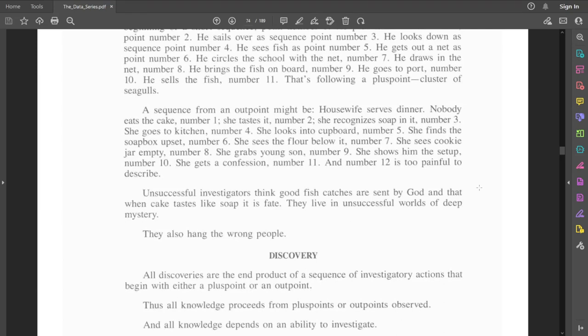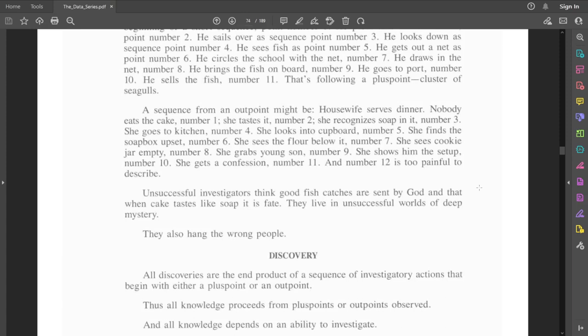A sequence from an outpoint might be: housewife serves dinner. Nobody eats the cake. Number 1, she tastes it. Number 2, she recognizes soap in it. Number 3, she goes to kitchen. Number 4, looks into the cupboard. Number 5, finds the soap box upset. Number 6, sees the flour below it. Number 7, sees the cookie jar empty. Number 8, grabs the young son. Number 9, shows him the setup. Number 10, gets a confession. Number 11, and number 12 is too painful to describe.